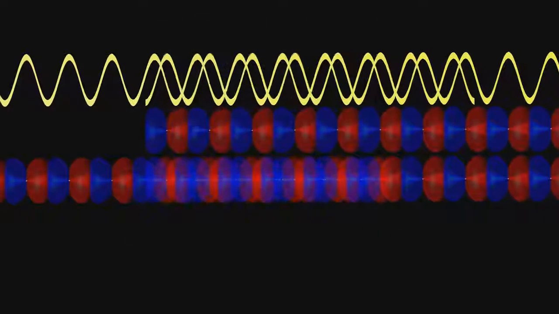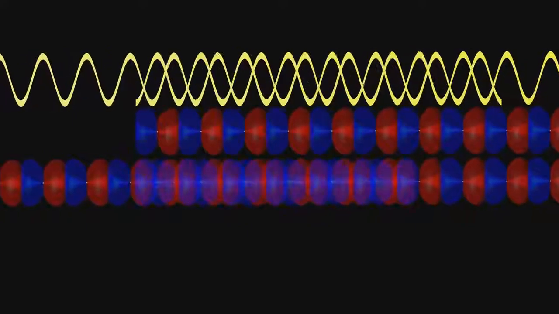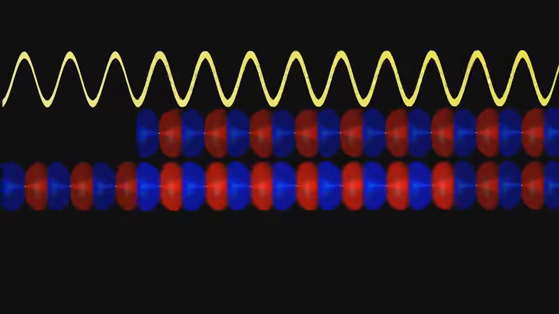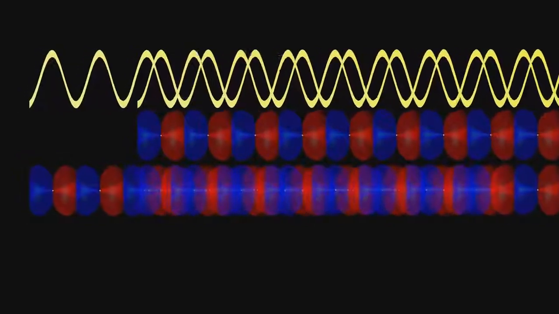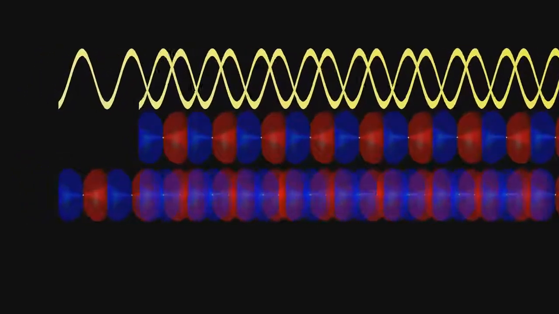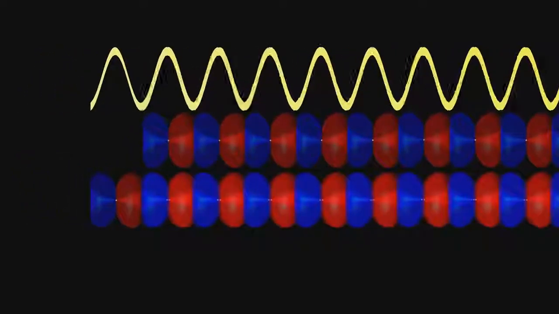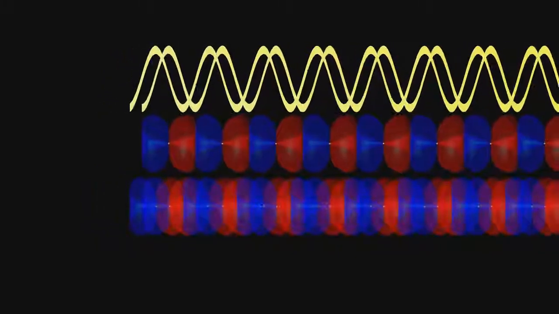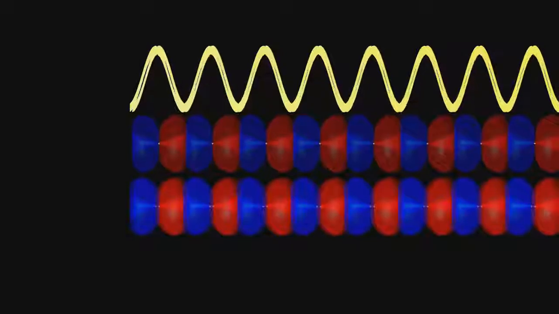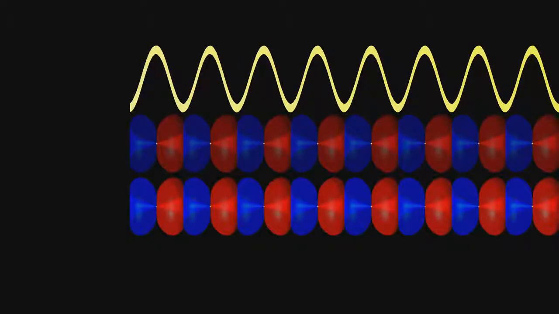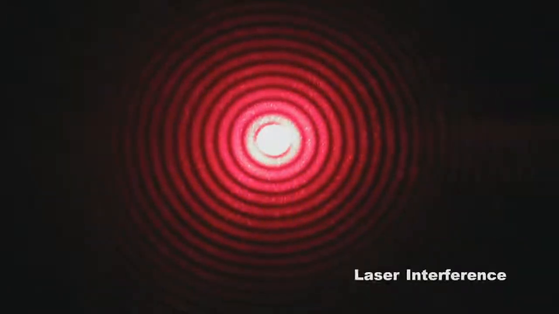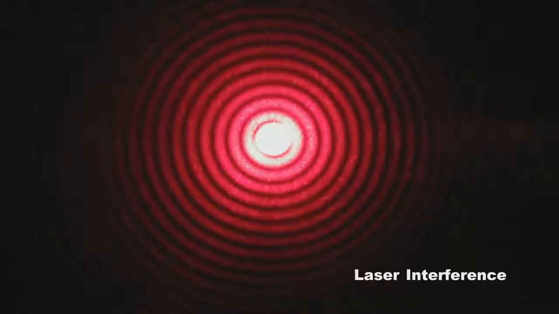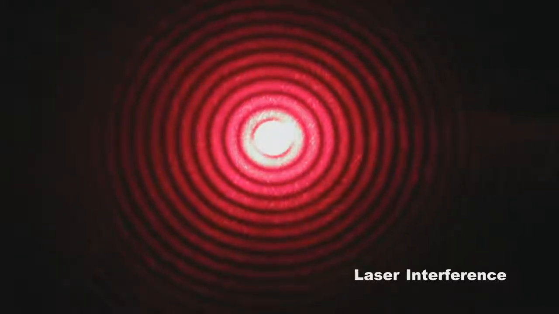As the photon fields continue to move, we see the constructive and destructive interference. This is why the light either goes out or gets brighter in laser interference experiments.